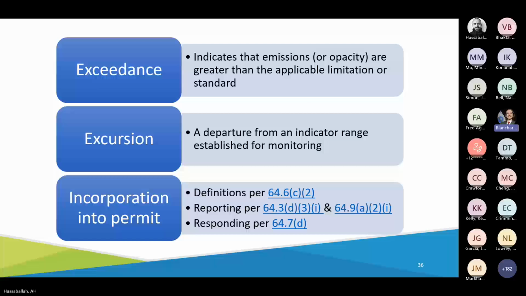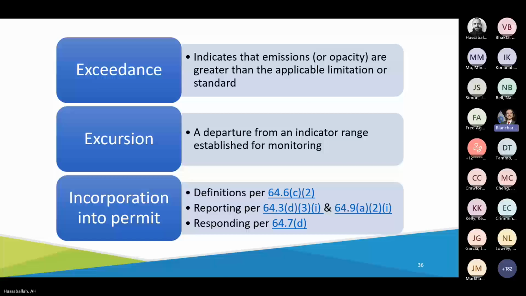Whereas an excursion is a simple departure from the indicator range established for monitoring and not necessarily indicative of a violation of the emission limit. It could just mean that the control device is not working properly in terms of what its original operation was and might need some simple maintenance or fixing. Or maybe the operation has changed where the indicator range was not designed to account for that.